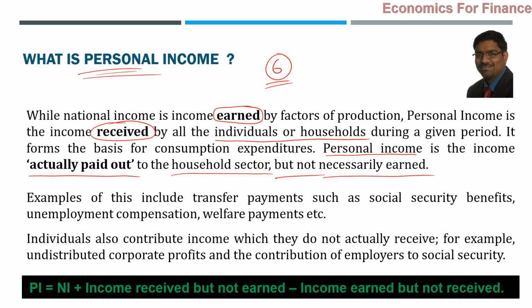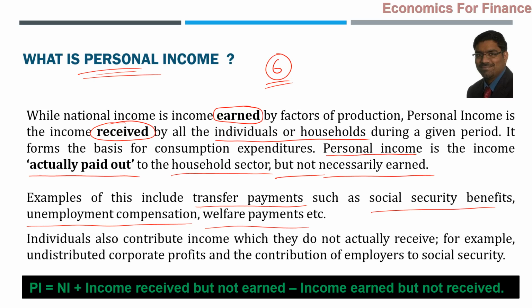What are the examples of this personal income? A very classic example is transfer payments, like social security benefits, unemployment compensation, welfare payments. We see all these things, old age pensions are given. Or recently, as announced, all the ladies who have Jan Dhan accounts were given 500 rupees in one shot throughout the country. They received 500 rupees in their accounts. Did they earn it? No.